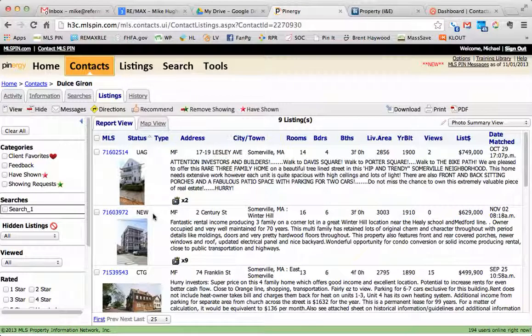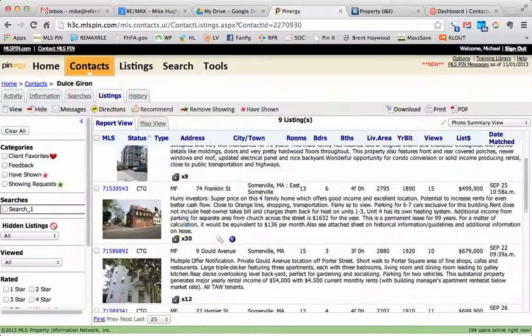This is new. This is contingent. So UAG means that the property is under agreement and they've accepted and received an offer that basically binds the seller to selling the property to the buyer. There's no way to get around that. If the buyer wants it, they basically have the house.